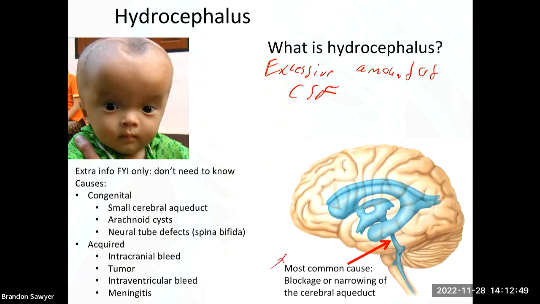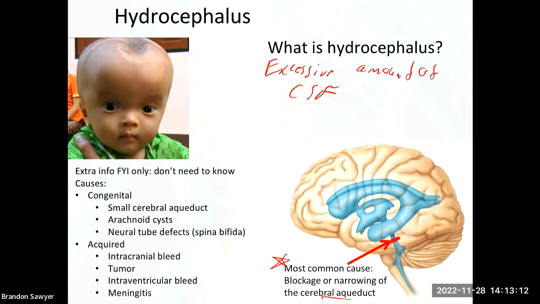The most common cause though is sometimes a blockage or a complete narrowing of this aqueduct that allows the fluid to circulate. It needs to be able to circulate through all those different regions to be soaked up and replenished. And so if it gets stuck in one spot, then we just keep making more and more and more, and it just keeps filling and filling and filling.